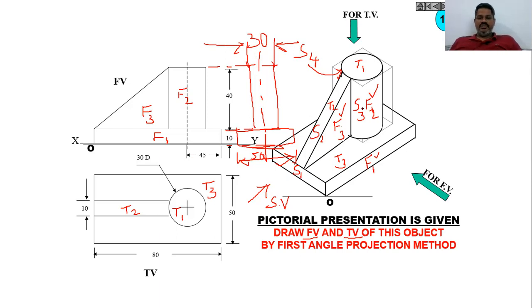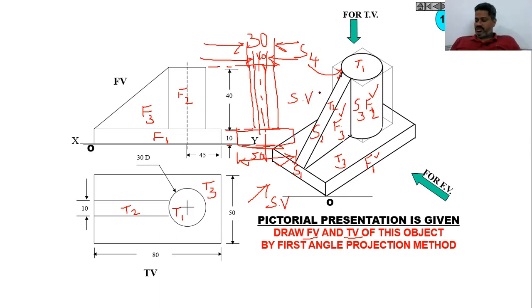Then we have one web here. This is also located at the mid of the block like this. The thickness of this web is 10, so 5 mm to each side of the center line. Then this width is 10 mm. The thickness of this rib is 10 mm, which is located at the mid of the block from the side view. It looks like this. This is exactly the side view of the given mechanical component.